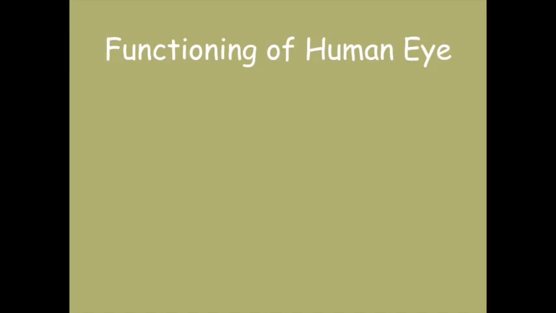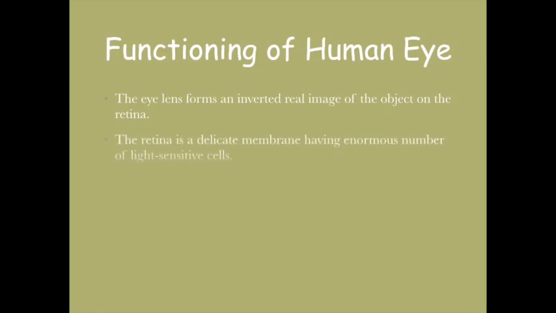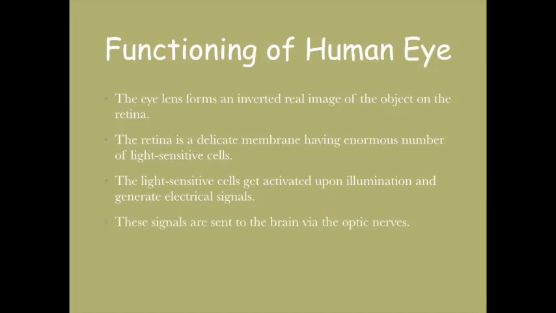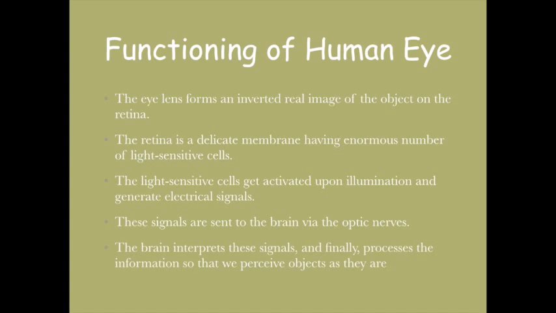Now, in continuation, the eye lens forms an inverted real image of the object on the retina. The retina is a delicate membrane having an enormous number of light sensitive cells. These signals are then sent to the brain with the help of the optic nerves. Now the brain interprets these signals and finally processes the information so that we can perceive the objects which are just in front of us. This is how we see an object.